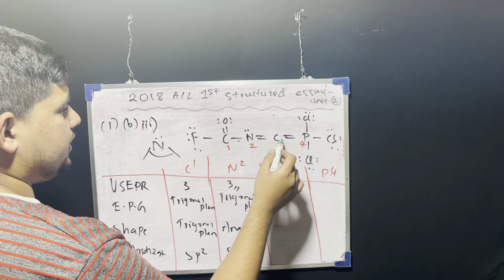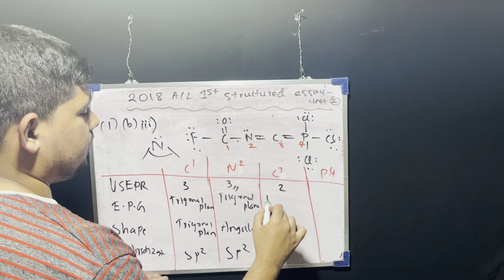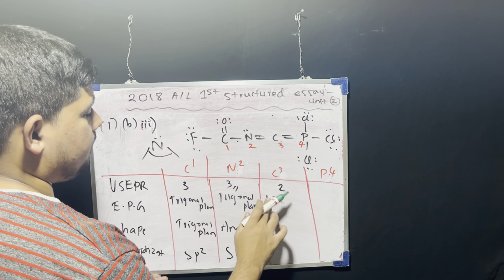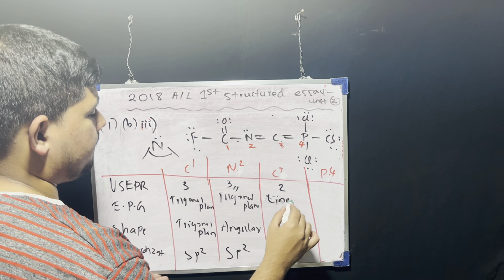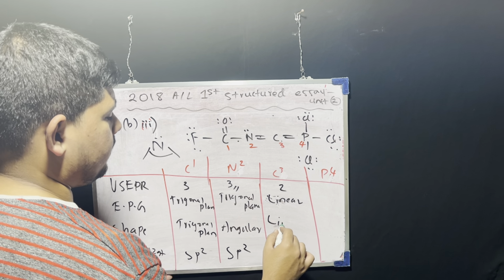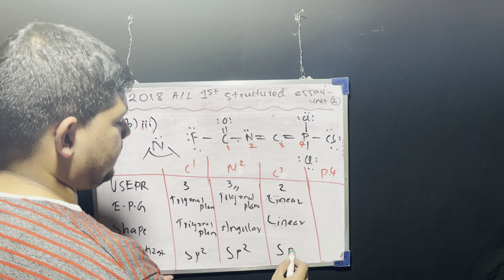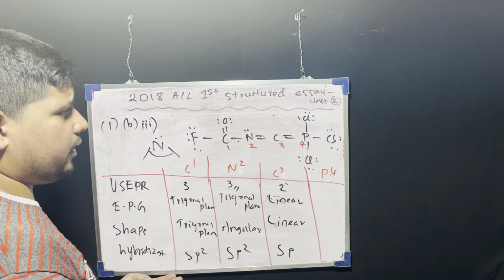C3: VSEPR pairs 1, 2. 2 sigma bonds. What is this one? Linear, right? Electron pair geometry is linear. Shape is also linear. What is the hybridization? sp. It has 2 VSEPR pairs.